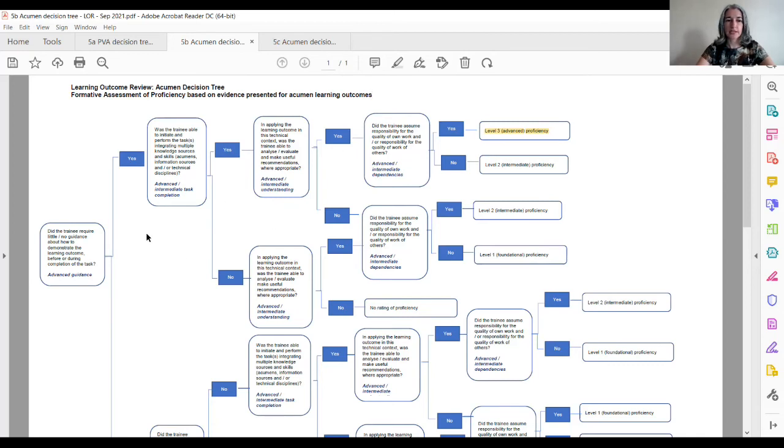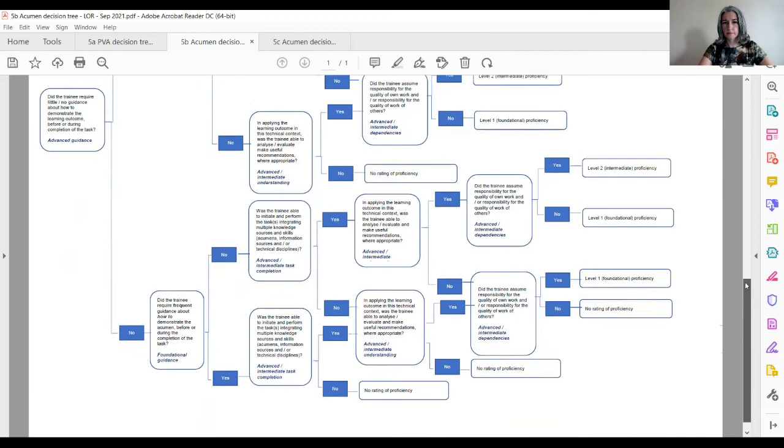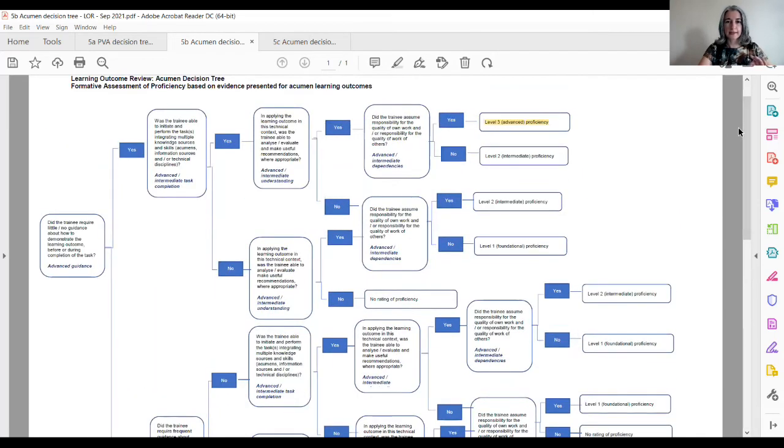In the decision tree, if at any point the trainee drops out of that question, so advanced guidance, they drop into intermediate, they'll be asked the same set of questions for the other dimensions, but they won't be able to get to a level 3 proficiency. The moment the trainee drops into a foundational level for any of the questions, they're going to be sitting at a much lower level of proficiency. You will also notice that guidance is key right throughout.